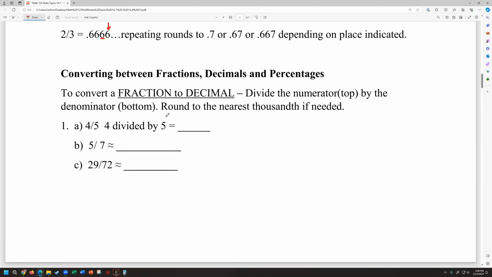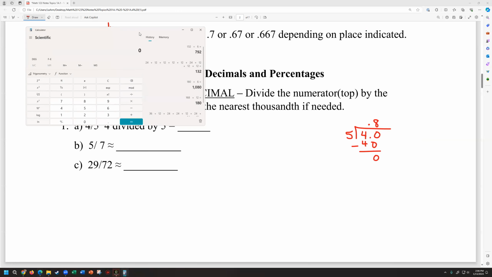So to convert a fraction to a decimal, you'll divide the numerator by the denominator and round to the nearest thousandth if needed. So that's our directions. So 4 divided by 5. Now, the old school way of doing this would be to take your piece of paper, and you're going to say 5 goes into 4. It doesn't go any. So we add a decimal and add a 0, and then we say 5 goes into 40. That's going to be 8 times. And we would do the long division. So it's going to be 0.8, but we have calculators available to us in this course.